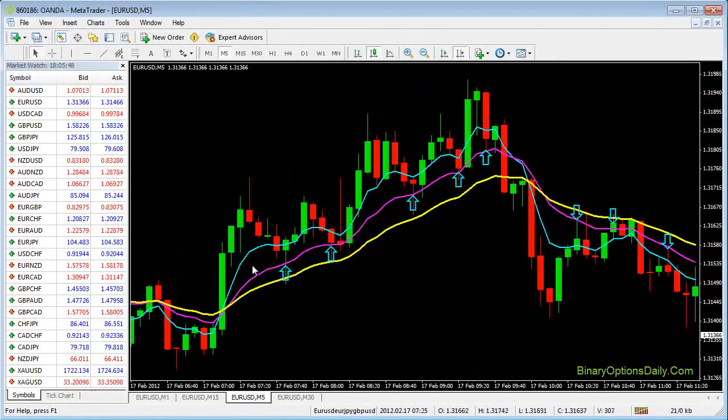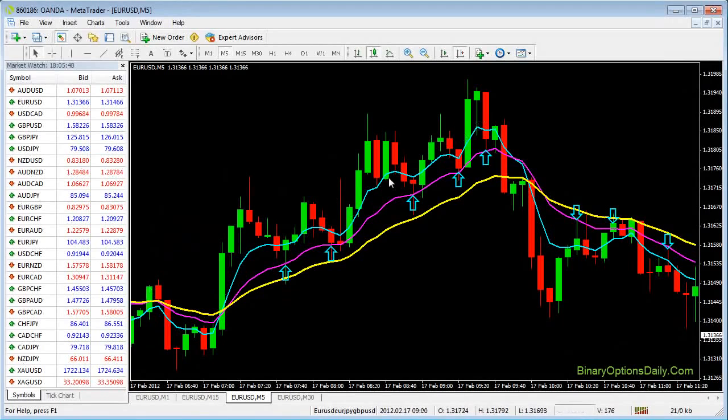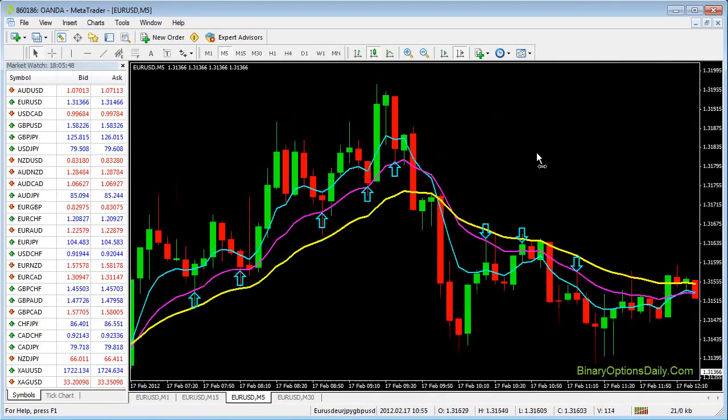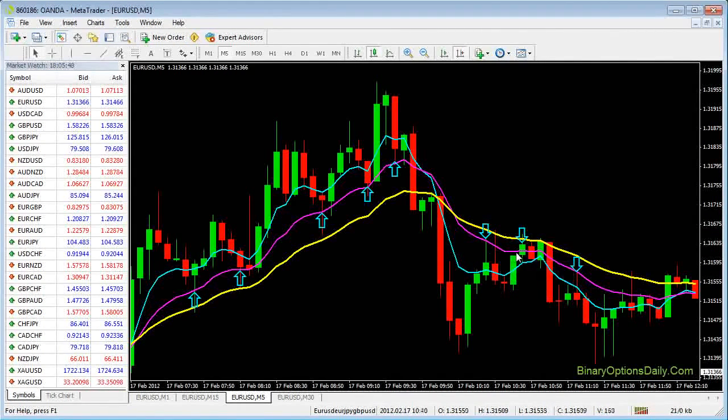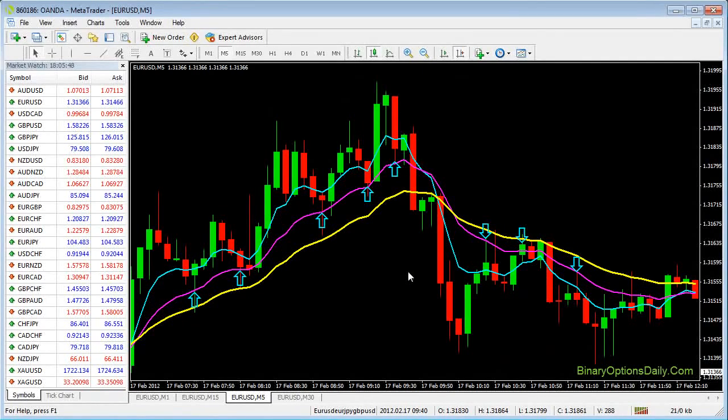So anyway, guys, I hope you have enjoyed this video, and as I said, this is really just a trend guide. If the blue is above the magenta and the 26 is on the bottom, then we'll be looking for an uptrend. And if you see the exact opposite, where the 26 is on the top and then you've got the 14 in the middle and the 6 on the bottom, then we'd be looking at it as a downtrend, and we'd be looking for puts.